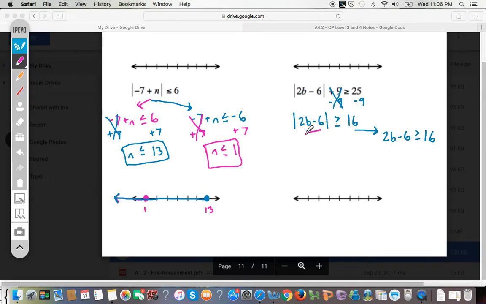I'll put my other one right here. And I have 2b minus 6 is greater than or equal to negative 16. Okay, so let me solve this one. I'll add 6 to both sides. 6's cancel. So I have 2b is greater than or equal to 16 plus 6, which is 22. Okay, so I'll divide by 2 on both sides. 2's cancel. There's a positive coefficient, so I don't need to switch my sign. So I have b is greater than or equal to 11.